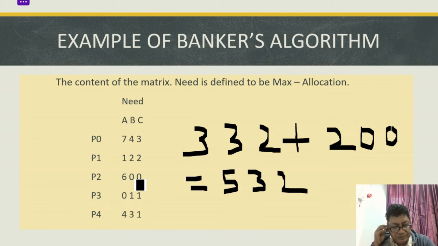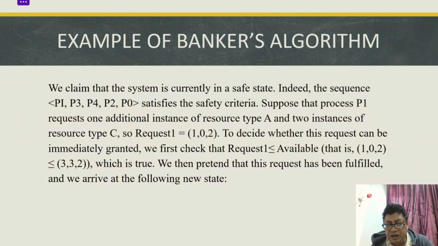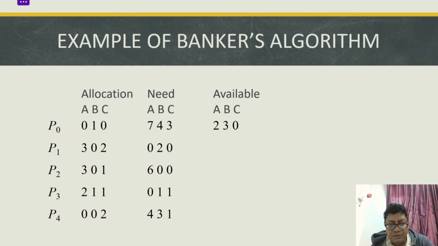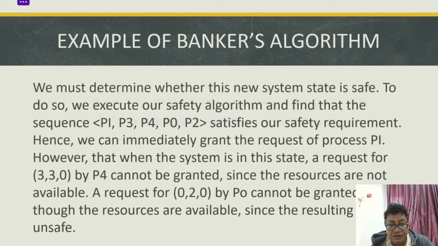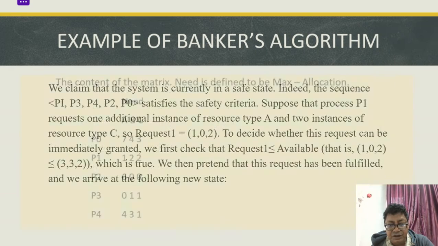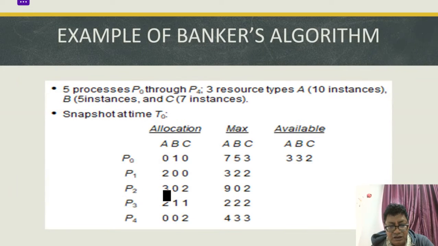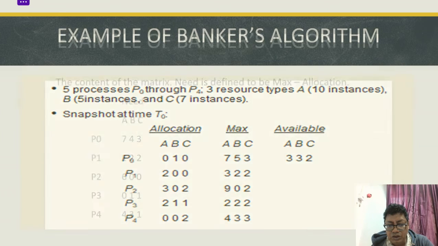Now we go for the P3. P3 can easily be satisfied by 532. So our next step in the sequence is P3. After P1, I just cross P1, as P1 is already satisfied. Then we go for the P3. P3 is satisfied. So we write down the next step sequence as P3. Okay. Whenever P3 is terminated, then P3 must release 211 to the OS.